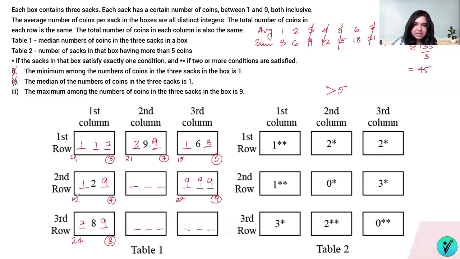So 27 plus 12 is giving me 39. Out of 45, if I remove 39, my sum over here has to be 6. That means my average should be 2. If I need a 6, and none of the numbers are greater than 5, what can be the values? I also need to make sure that one of the conditions is satisfied for this box, which cannot be the third condition because I need all three numbers to be less than 5. So the third condition is out. It has to be either the first or the second.